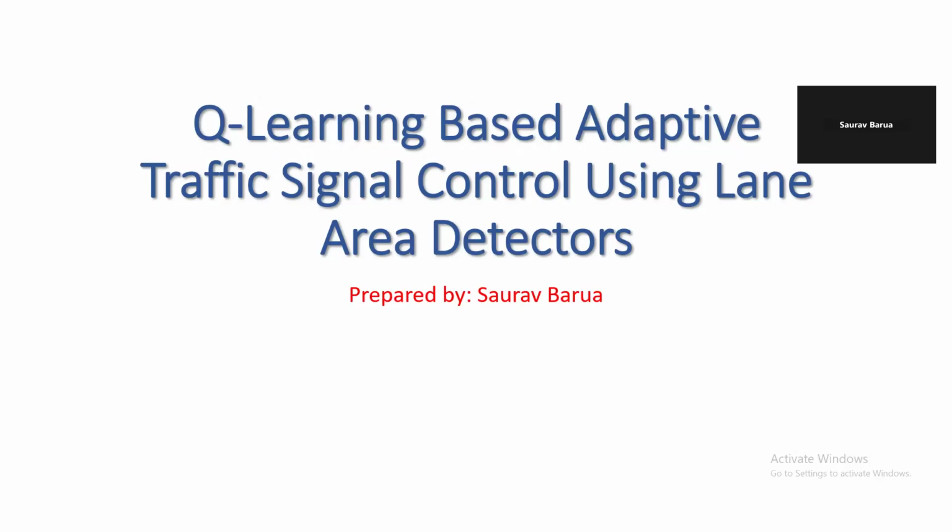Hello guys, today I want to talk about the Q-learning based adaptive traffic signal control. I use lane area detectors, and for the environment I use SUMO, which is open source. And to build the Q-learning based signal I use TraCI code in Python.